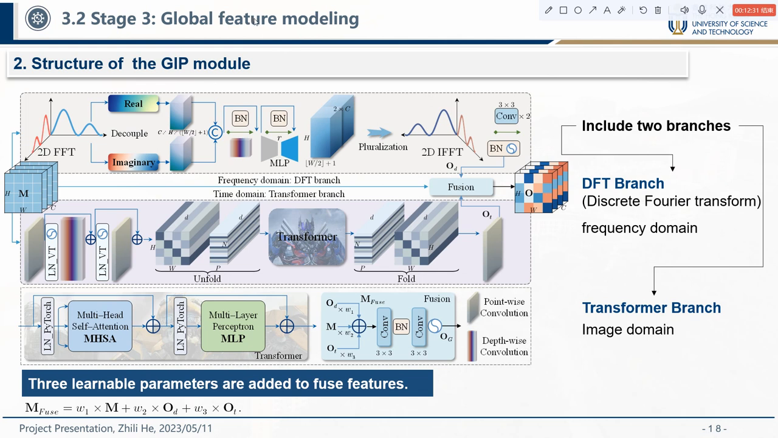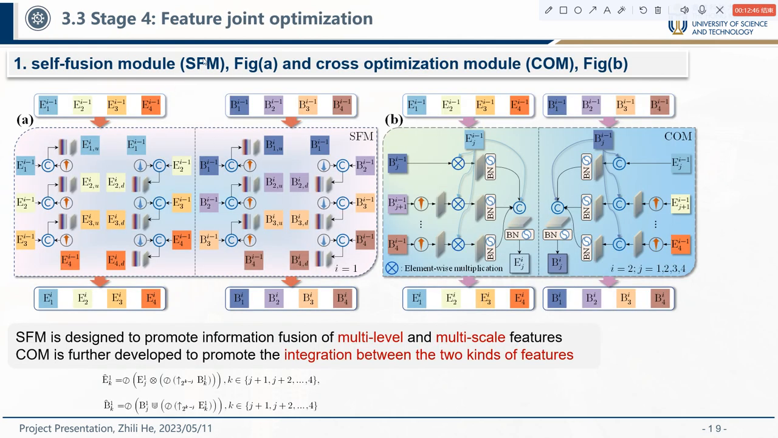And then I use 3 learnable parameters to fuse the features of the 2 branches, and this is the fuse formula. Okay, let's see the stage 4 feature joint optimization. As shown in figure A and figure B, it is the self-feeding module and the cross-optimization module.